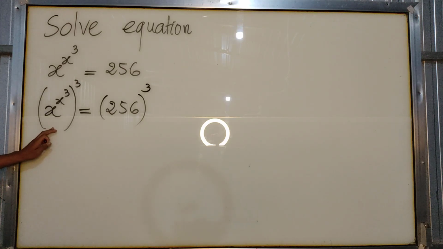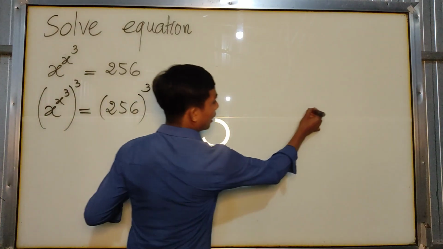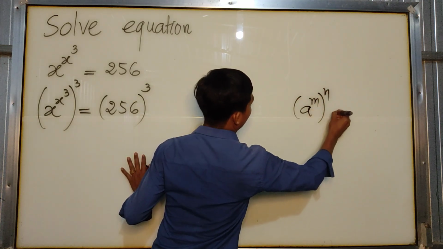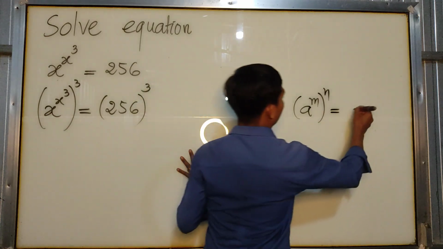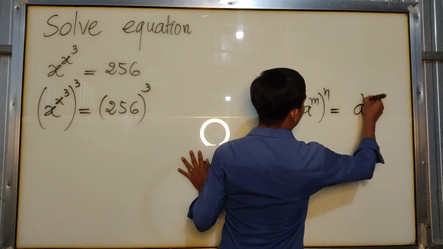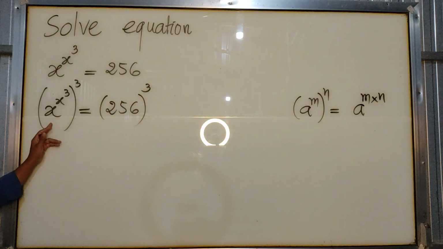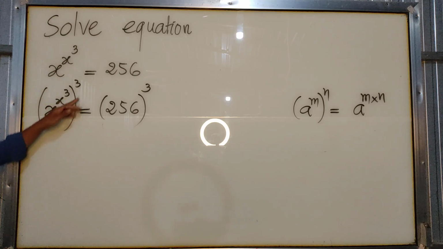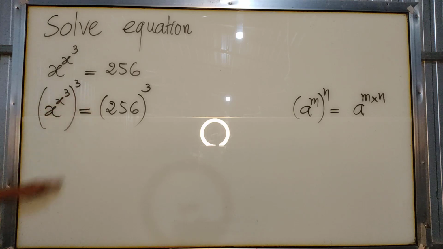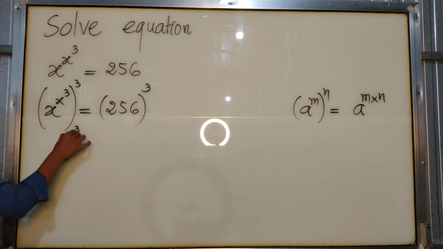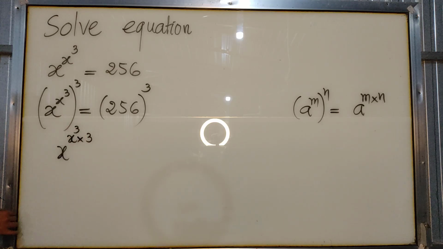Okay, now we use the rule (a^m)^n = a^(m·n). So (x^3)^3 is equal to x^(3·3).